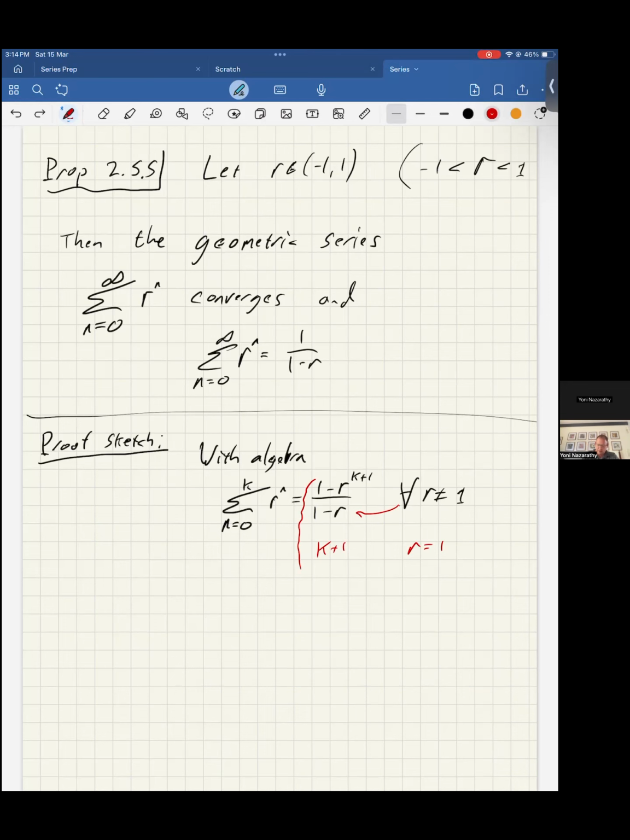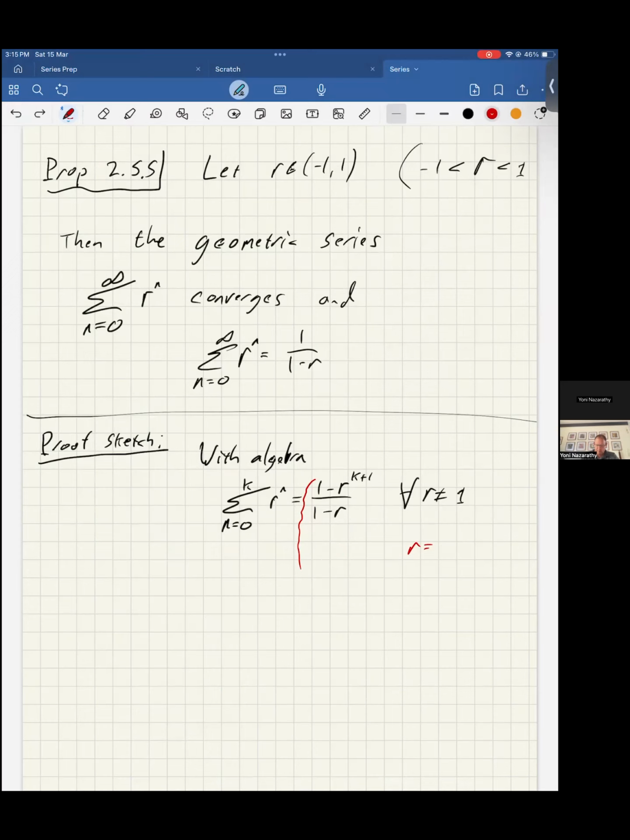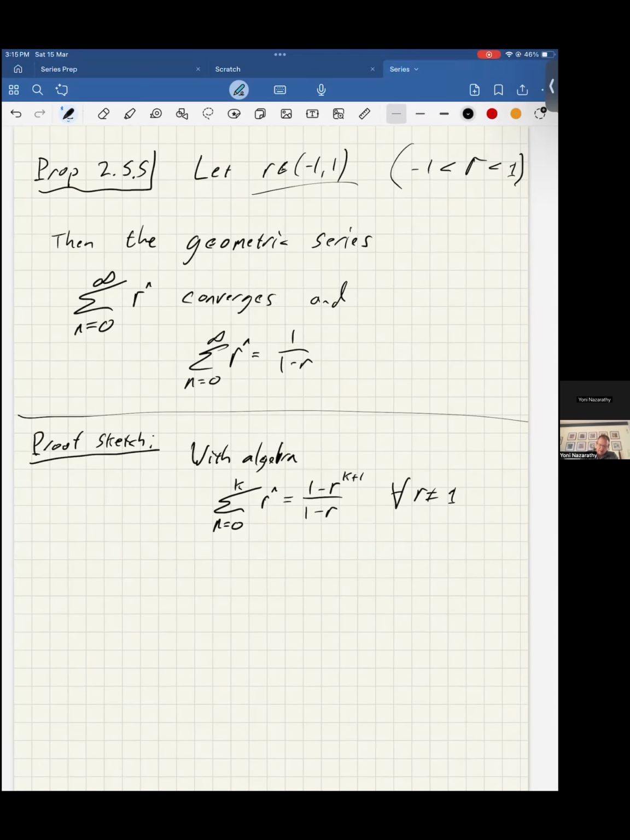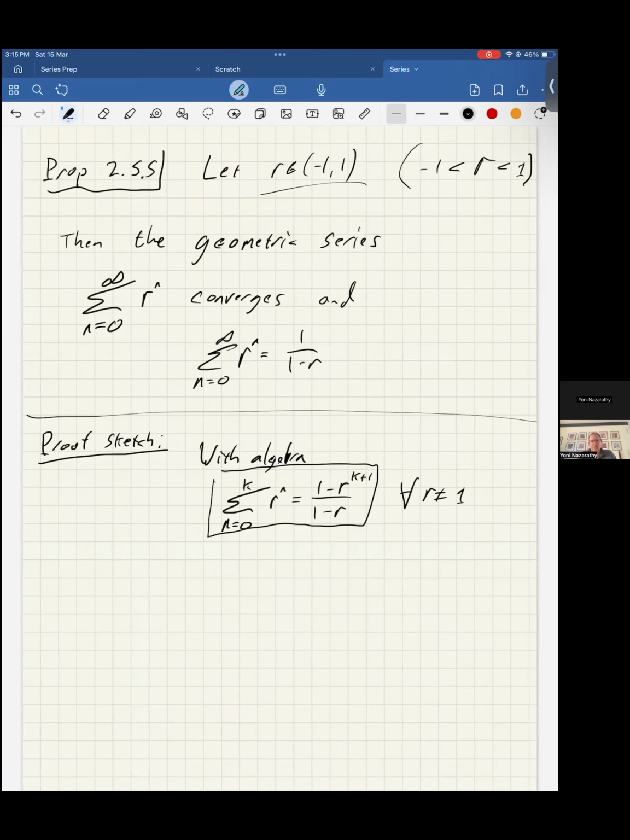But all that story about r equals 1 doesn't matter because for the purpose of this statement, we could just stay within the confines of the assumptions of the proposition, that r is in the open interval (-1, 1). Sometimes people would see this and say, oh, that's a geometric series, but that's loose. That's not a geometric series. That's a geometric sum. This is a finite sum, and it has nothing to do with convergence or divergence.